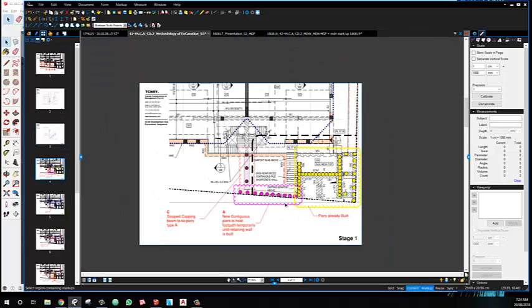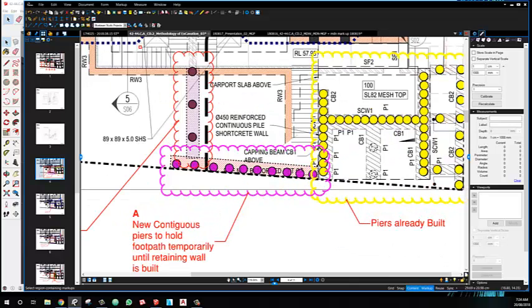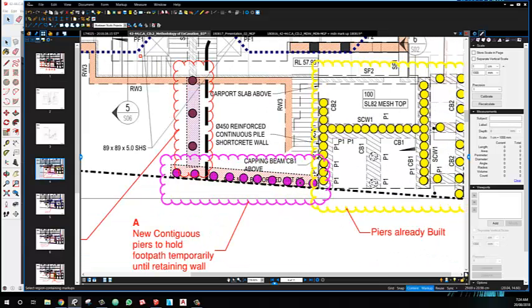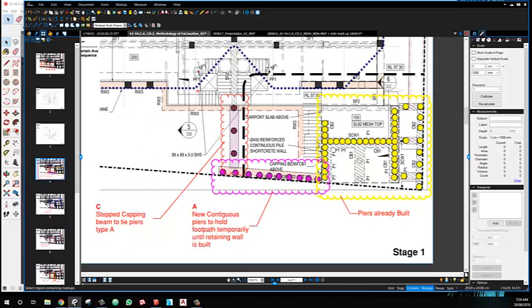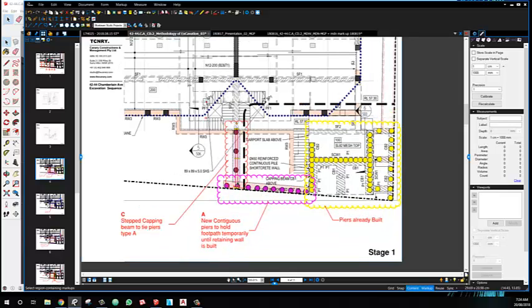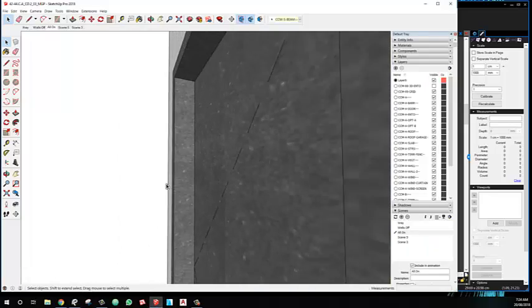Okay, so step 1, we have the yellow, we already have it. We go with this capping beam up to the middle of the property to support the footpath with a depth of 4 meters. Then we go with the step capping beam, right in the middle of the building where a retaining wall is going to be. Well, actually, it's not a retaining wall because it has soil on both sides. I'll show you this right now.